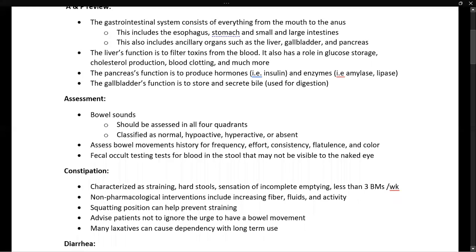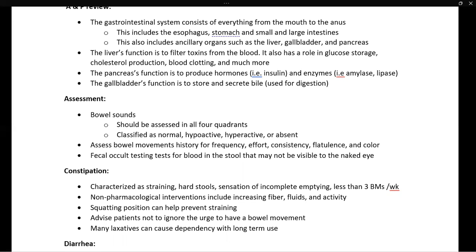Let's begin with our nursing assessment of the GI system. Bowel sounds are auscultated with a stethoscope, and they should be assessed in all four quadrants of the stomach. The stomach or abdomen is divided into four quadrants using the umbilicus as the center point. So drawing from the umbilicus or the belly button, a line top to bottom and side to side splits the abdomen into four quadrants. Abdominal sounds are classified as normal, hypoactive, hyperactive, or absent.